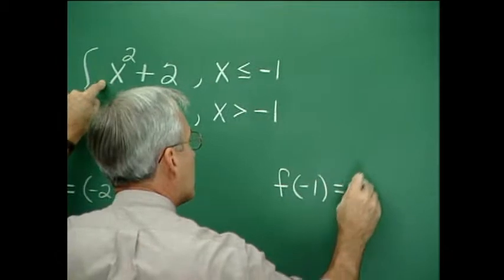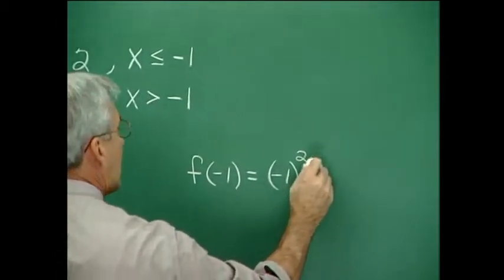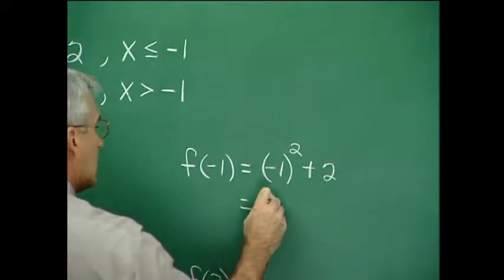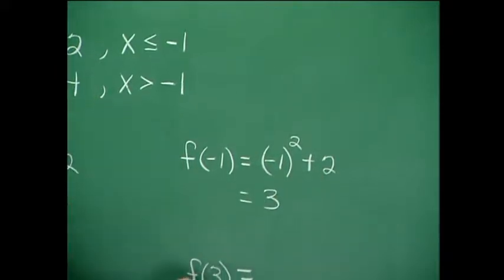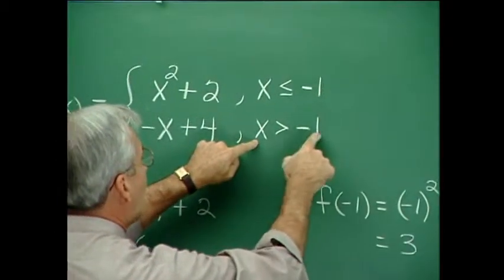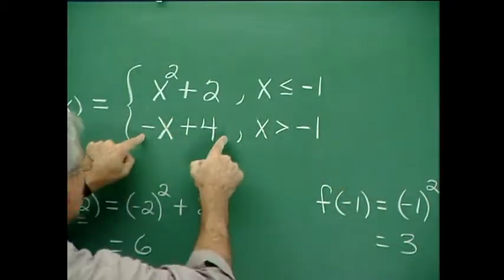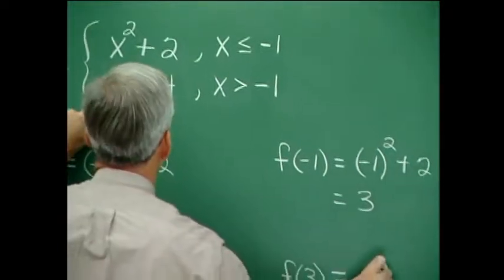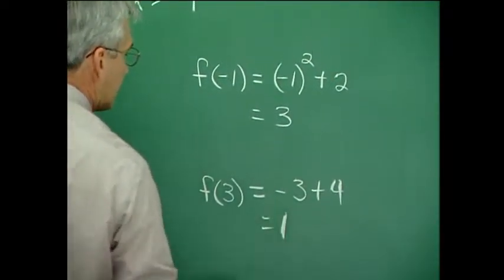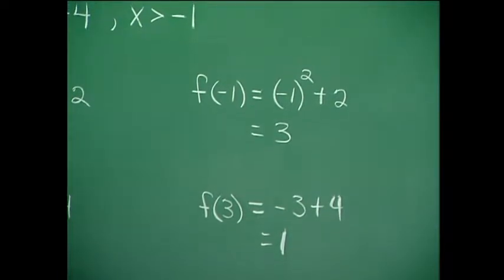So we would pop in negative 1 squared plus 2. Negative 1 squared would be 1, 1 plus 2, 3. And then f of 3, 3 would be in this region of x is greater than negative 1. We'll use this expression. So we have negative 3 plus 4, or 1. A piecewise function.